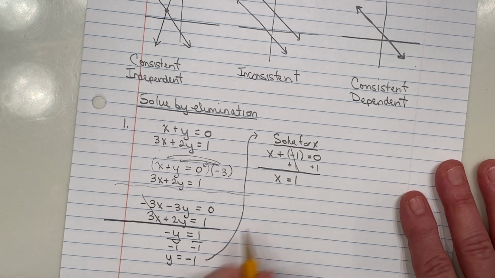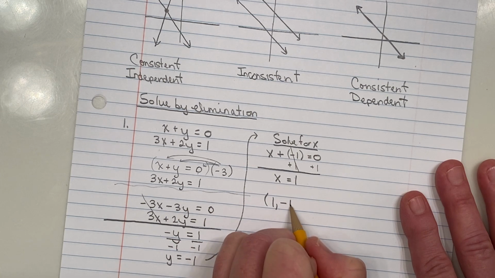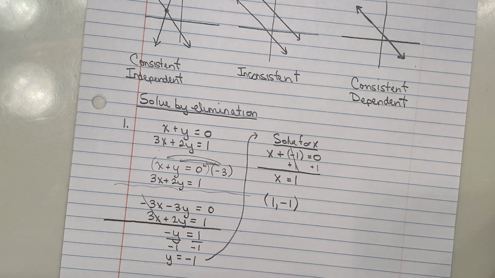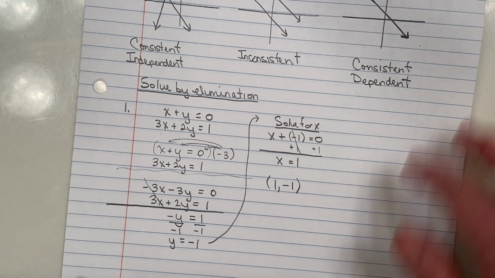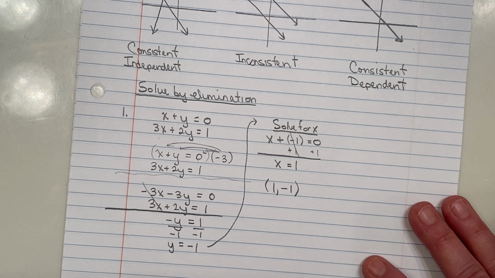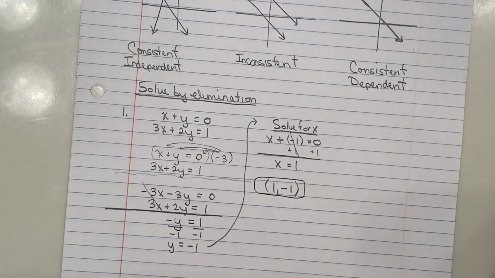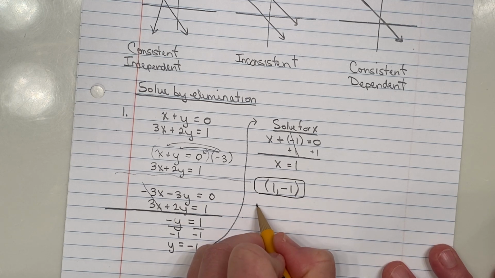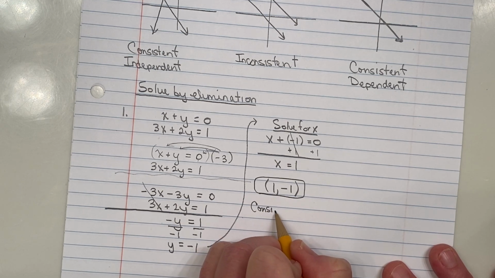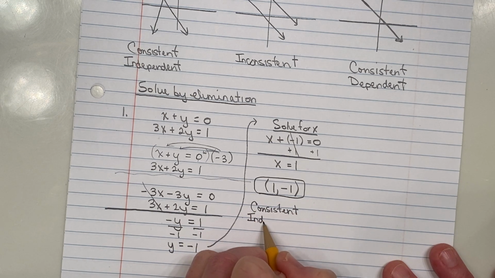So putting these values together in the correct ordered pair format, x first, y second, what happened is that I just got one point of intersection. This is the only ordered pair that satisfies this system. So that's my solution. Because I do have a solution, we're going to call this a consistent, independent, because there's only one point of intersection, independent system. Consistent and then independent.